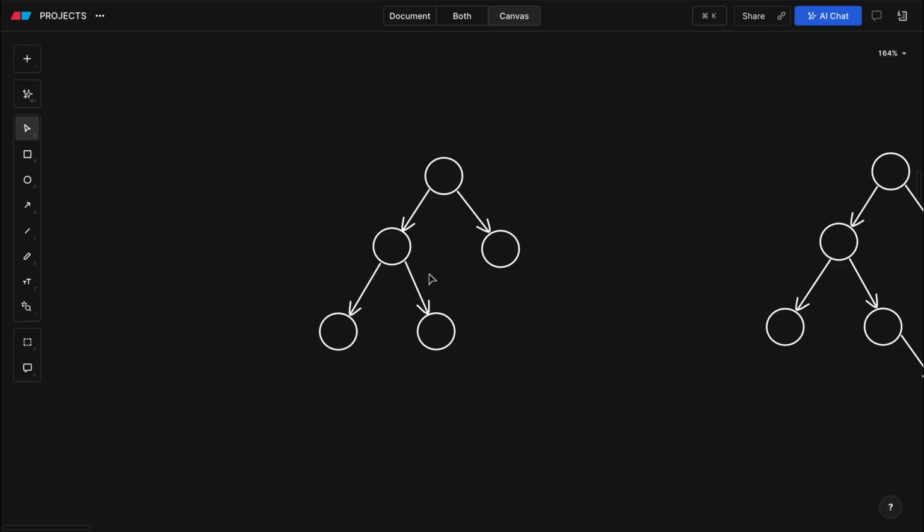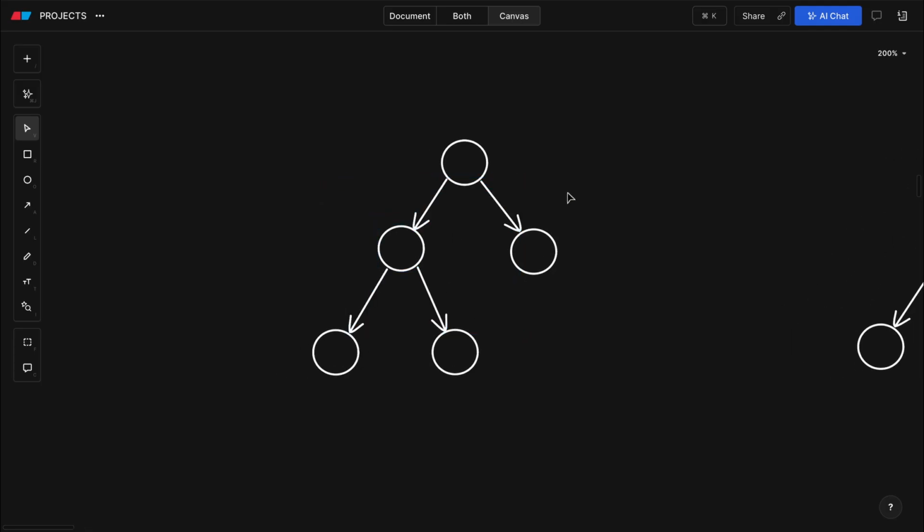Let's understand some terms in tree. So here I have one tree. In this tree I am putting some data: 1, 2, 3, 4 and 5. So the 1 is stored in one node. So this is called node.